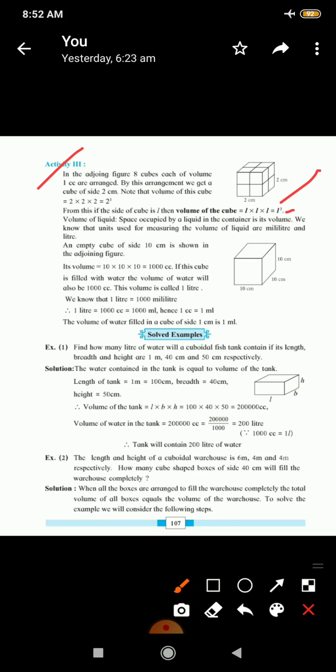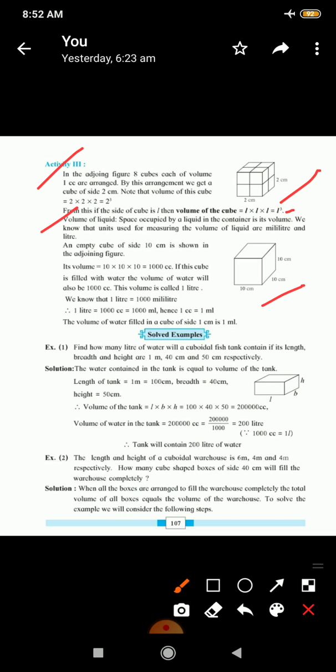Now let us see the volume of a liquid. What do you mean by it? The space occupied by a liquid in a container is its volume. So you can mark that definition. We know that the units for measuring the volume of a liquid are milliliter and liter. An empty cube of size 10 centimeters is shown in the adjoining figure. Its volume is 10 into 10 into 10, that is 1000 cc. If this cube is filled with water, the volume of the water will also be 1000 cc.